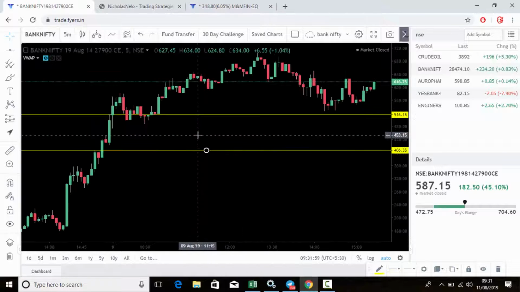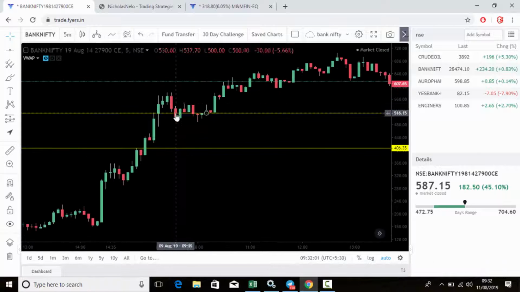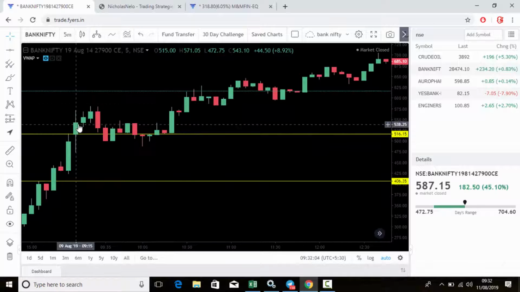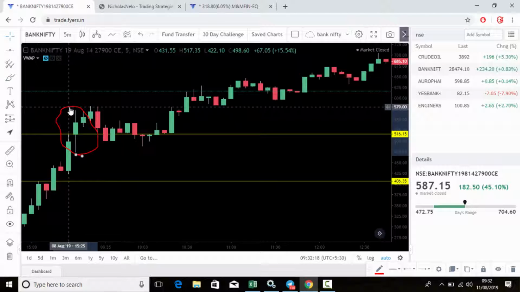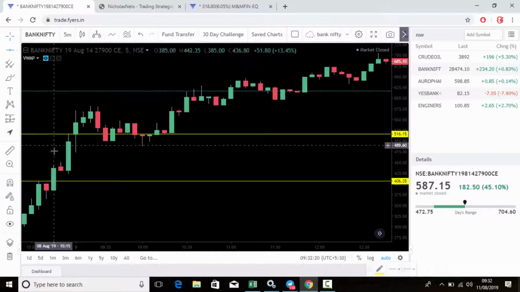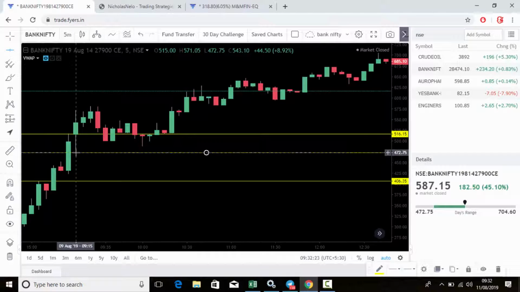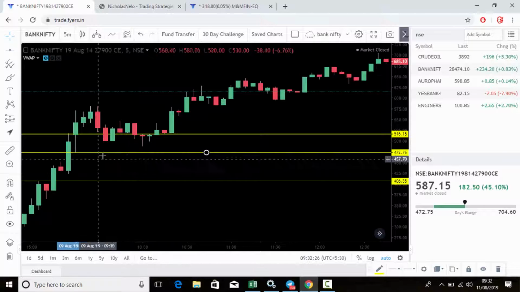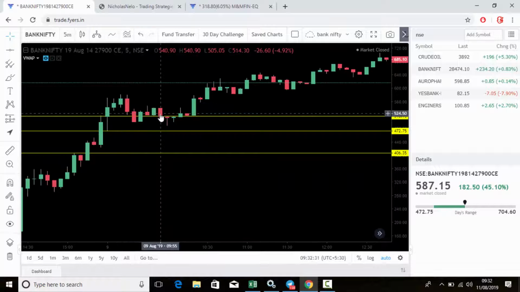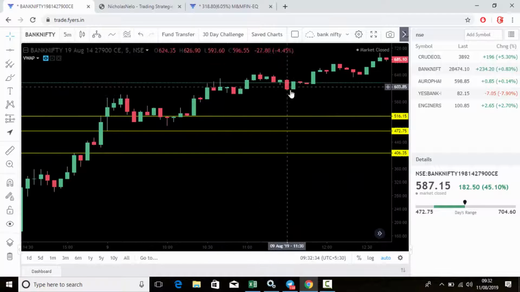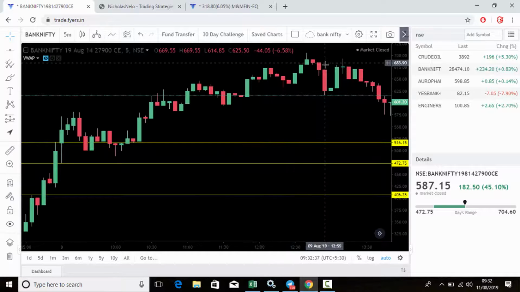Then wait for the opening candle. See, this is the opening candle, and it breaks above the previous day high. This opening candle breaks above the high, so we can take a buy here and put a stop loss below the first candle low. On this side we can place the stop loss. This is our stop loss level. Keep that stop loss here and wait. See, it tries to break the level, but it reclines back.